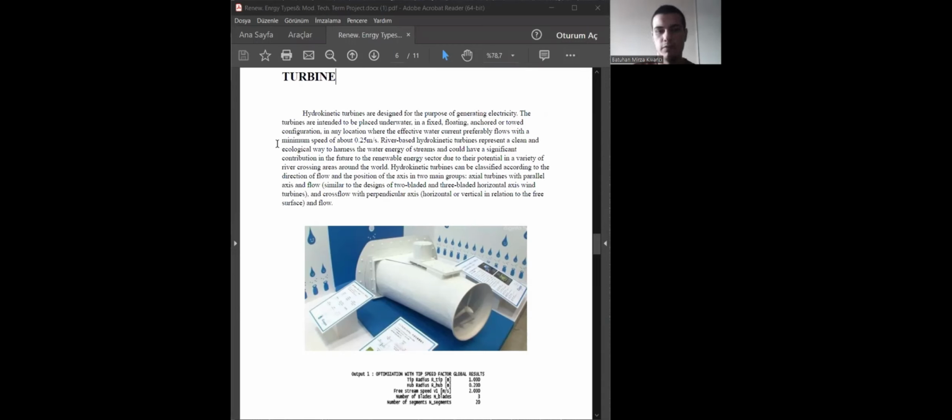0.25 meters per second. Hydrokinetic turbines will be used a lot in the future thanks to their potential to be used wherever there is a water flow, and for the production of clean and renewable energy.